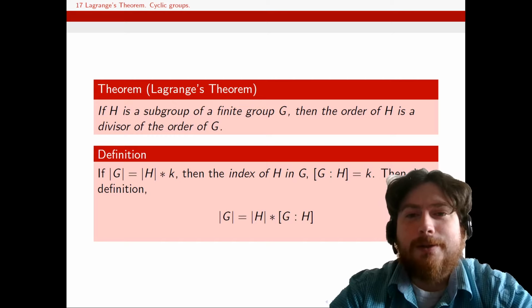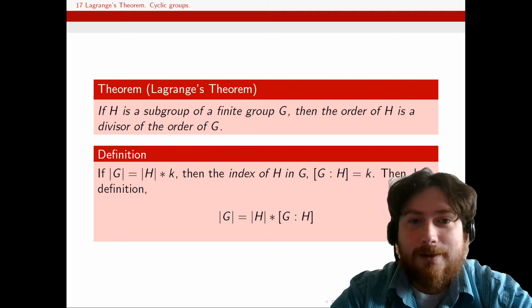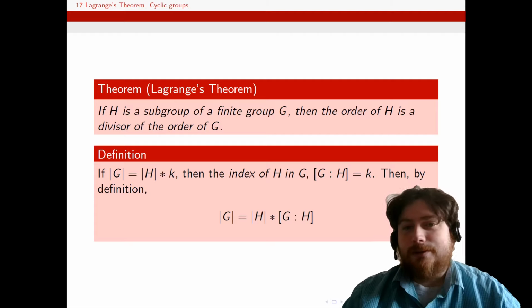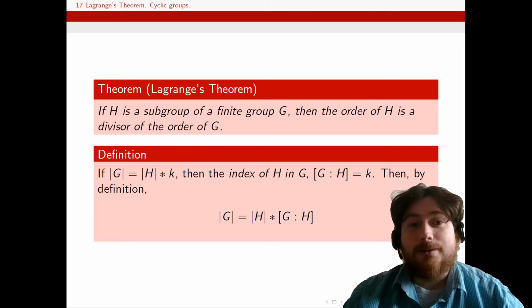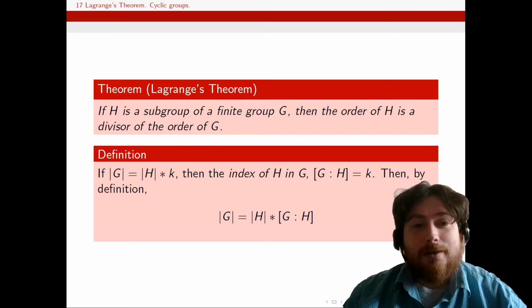But the point here is that if I find the cardinality of any subgroup of a group, then the cardinality of the subgroup will divide the cardinality of the group, that is, the order of the subgroup divides the order of the group. This is Lagrange's theorem, and the divisor is what we're going to call the index. So the index of H in G is going to be equal to K if the cardinality of G is equal to the cardinality of H times K.